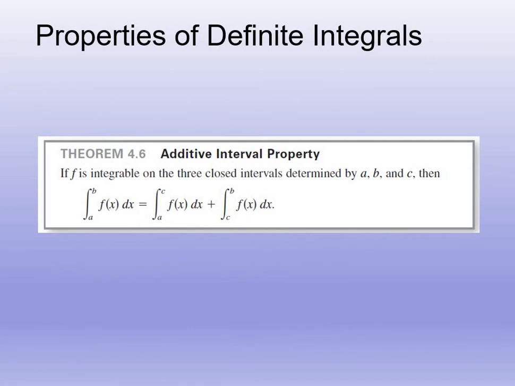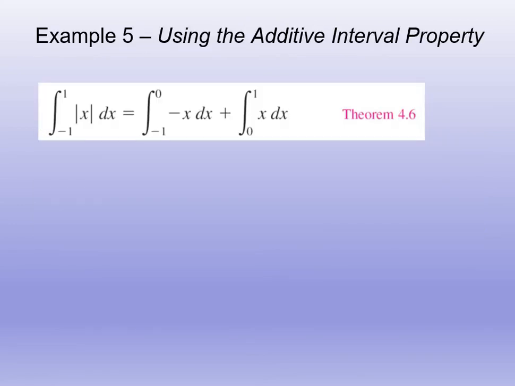Alright, next is the additive interval property. It's theorem 4.6. It states if f is integrable on the 3 closed intervals determined by a, b, and c, then we can rewrite this. If we have the integral from a to b of f of x dx, it equals the integral from a to c of f of x dx plus the integral from c to b of f of x dx. So we can rewrite that, because some pieces will cancel out when you go through this.